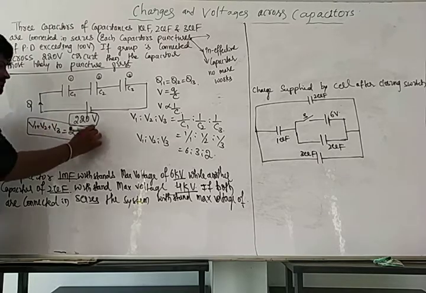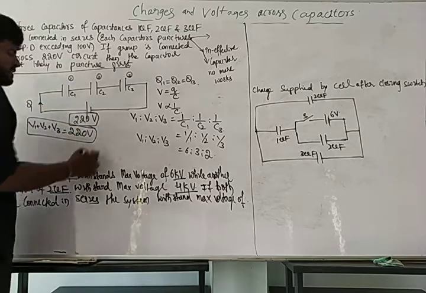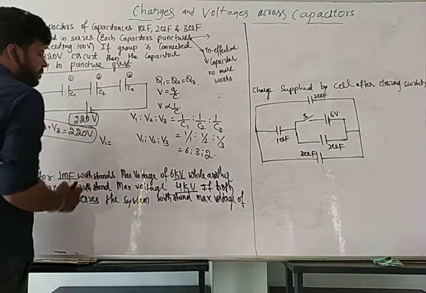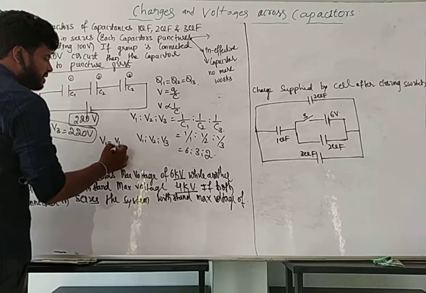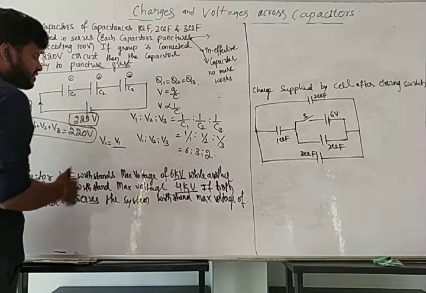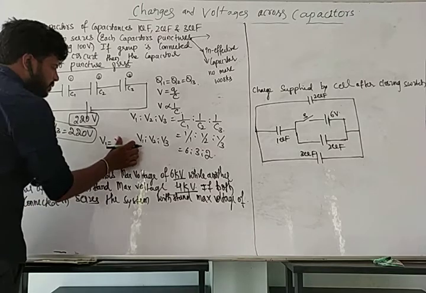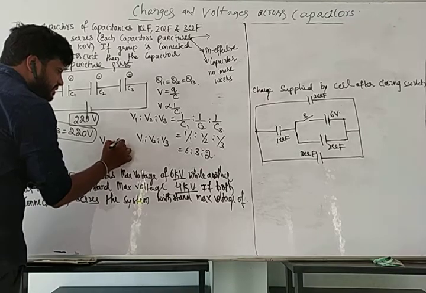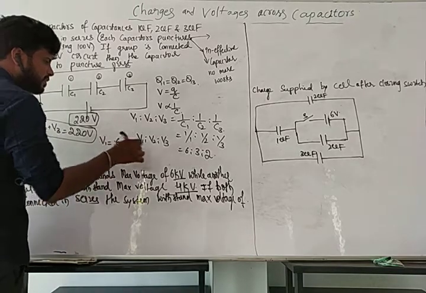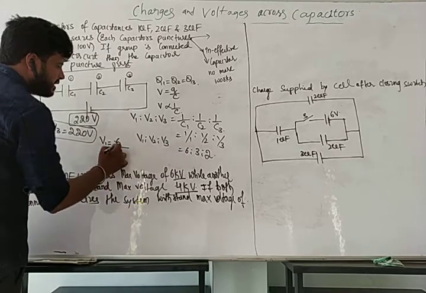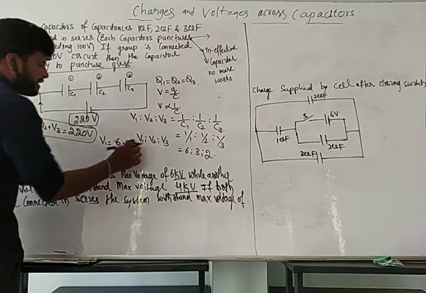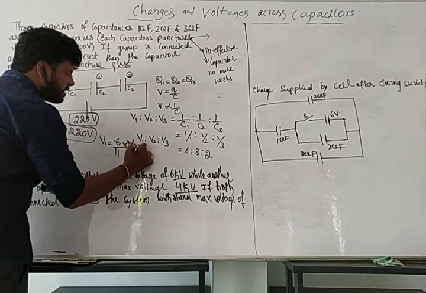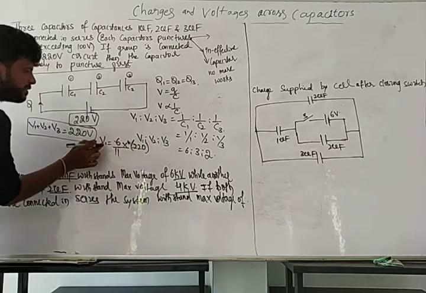Then one by one we'll check. V1 is equal to how much? V1 is the ratio of V1 divided by the entire ratio. V1 is equal to 6, the entire ratio is 11, into the total voltage, how much is it? 220. This is how we need to find individual V1.